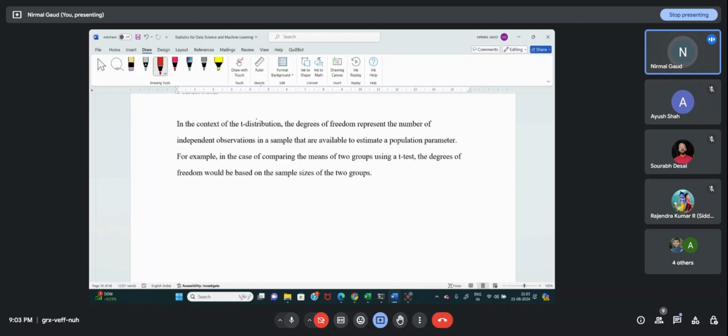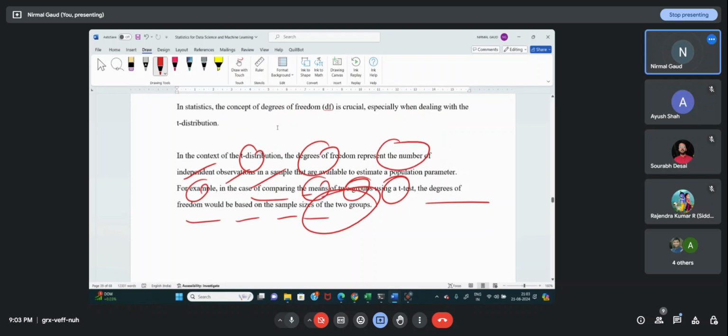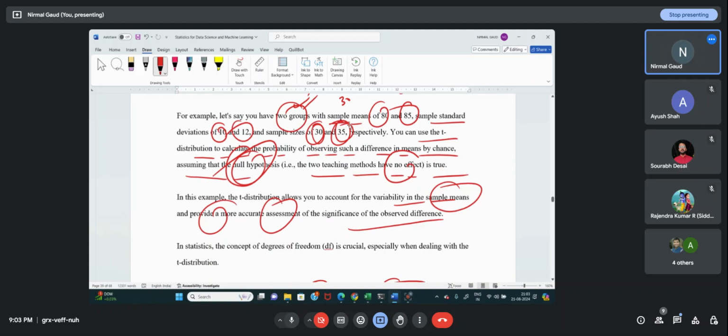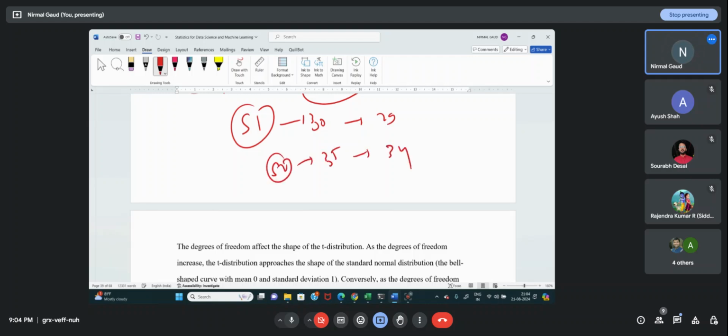So in context of T distribution, the degree of freedom represents the number of independent observations. For example, in case of comparing means of two groups in T test, the degree of freedom would be based upon the sample size of two groups. So degree of freedom, it's very important. I will be using this ahead in the hypothesis testing. One of the samples is having 30, one of the samples is 35. So degree of freedom for sample 1, which is having 30 size, it is 29, and degree of freedom will be 34 for another sample.